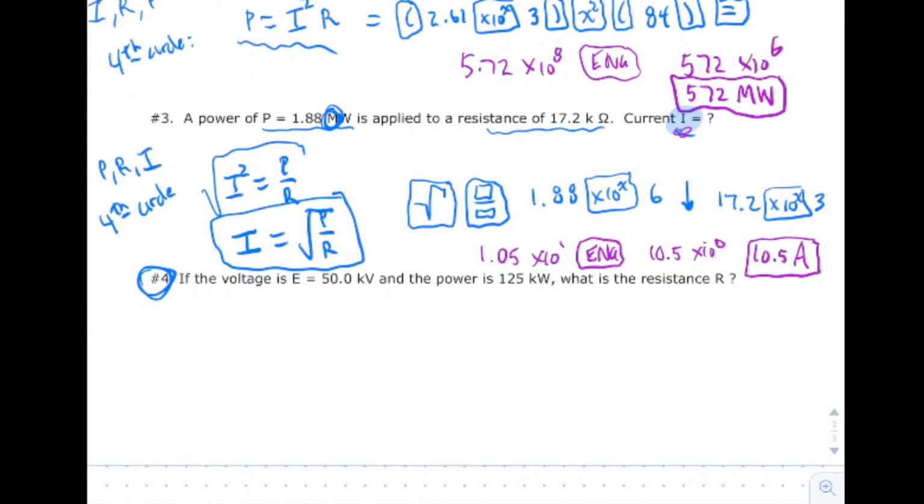Let's see, what do we got here? We've got an E, which is voltage. We've got a P, which is power. So what is R? We've got an E, a P, we want R. We want the circle that has EPR in it.